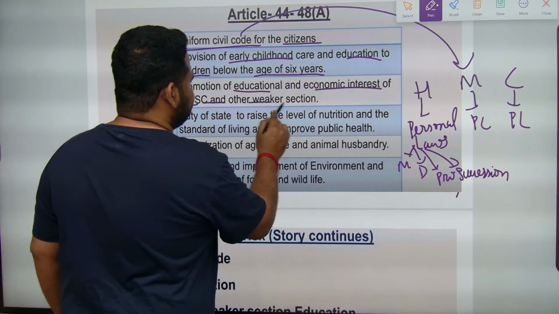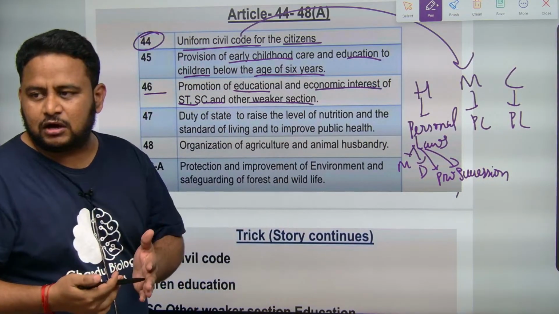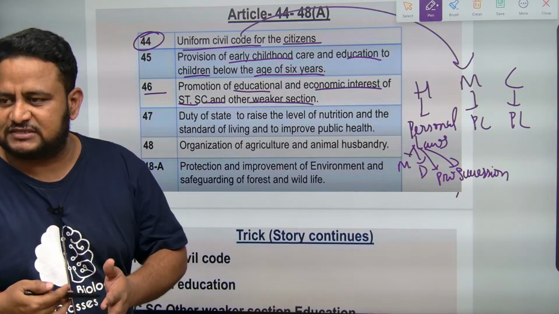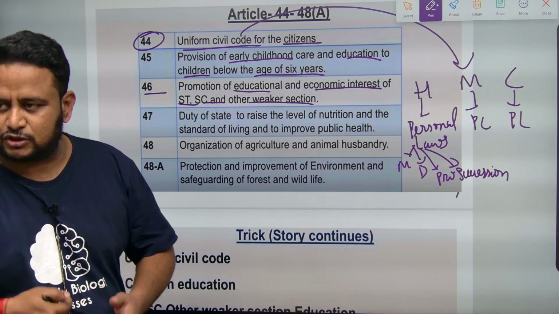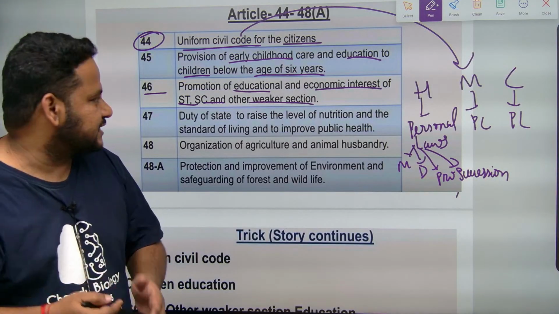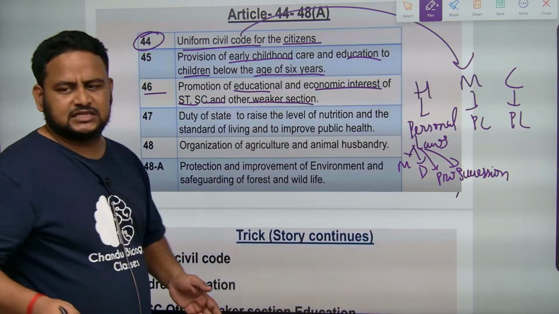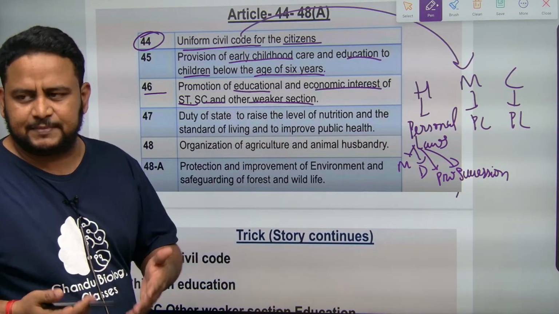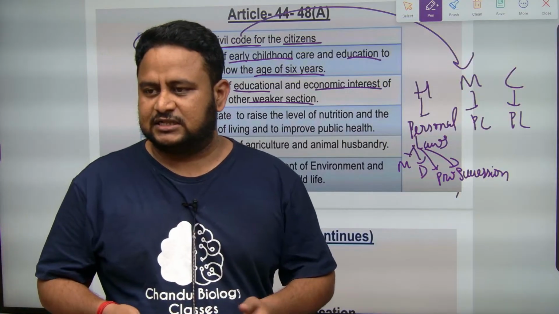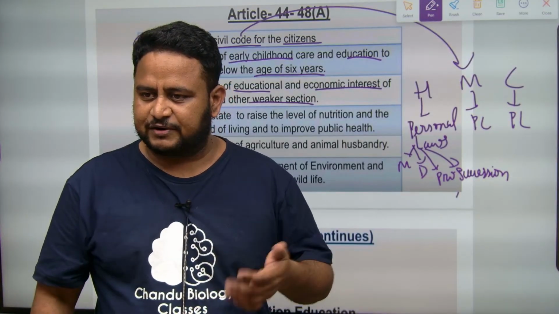Next, coming to 46, promotion of educational and economic interest of SC, ST and other weaker sections. That is, make a law such that the educational interest of SC, ST are taken care of, and also economic interest of SC, ST and other weaker sections. Other weaker sections can be what? They can be other backward classes. There are many backward classes apart from SC, ST.